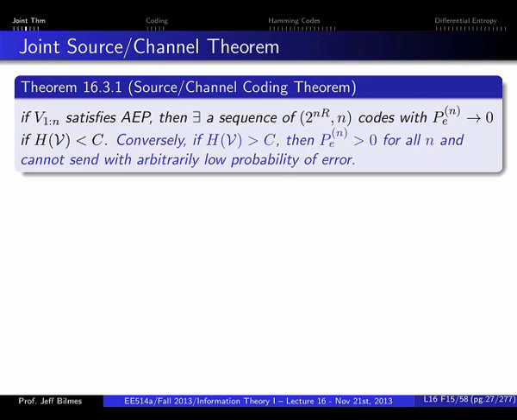But the difference in this theorem is that before, when we talked about the channel coding theorem, we just talked about a rate, right? We're saying if the rate is below the capacity, we can do it without error, and if the rate is greater than capacity, we can't. Now we're talking in terms of the entropy of the source. If we have some source, V, with entropy less than the capacity, we can communicate. And if it's not less than the capacity, we can't.